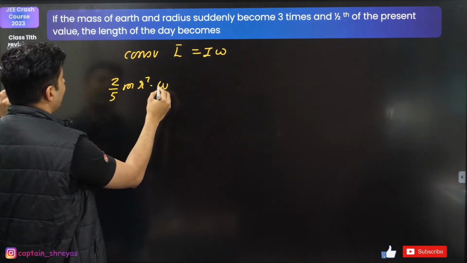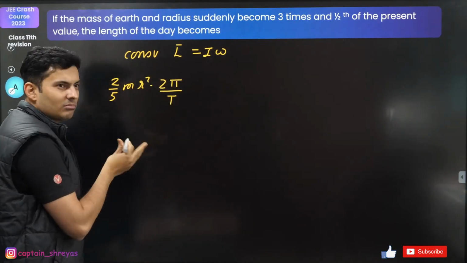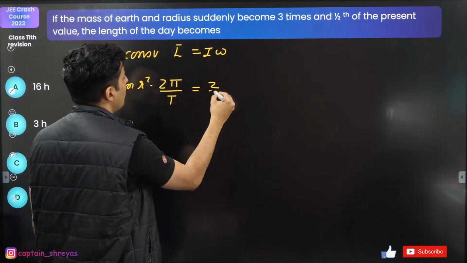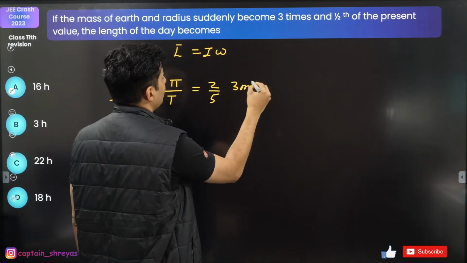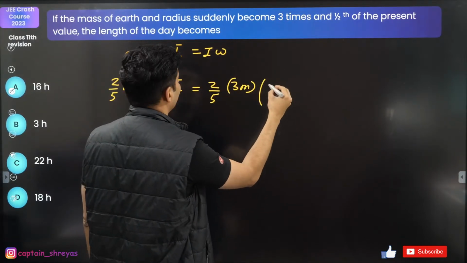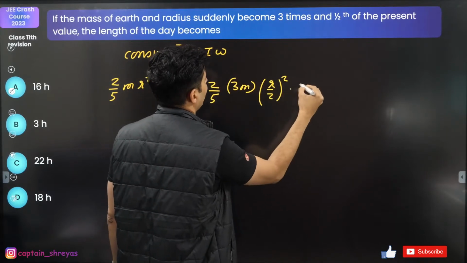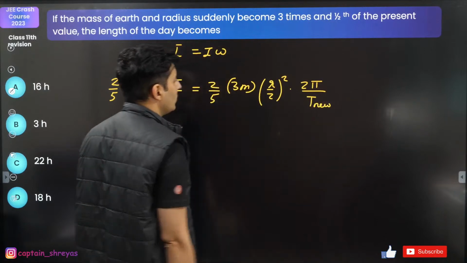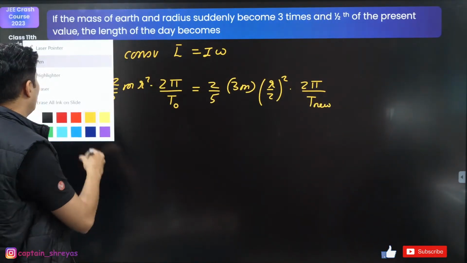Omega I can write as 2 pi by T. Right? That's the formula for omega. This is equal to 2/5 new mass. Mass becomes 3 times, 3m, into radius becomes half, so (r/2) whole square into 2 pi by new T, the new time period. This was the old time period, I can just call it T naught. So a lot of things get cancelled.